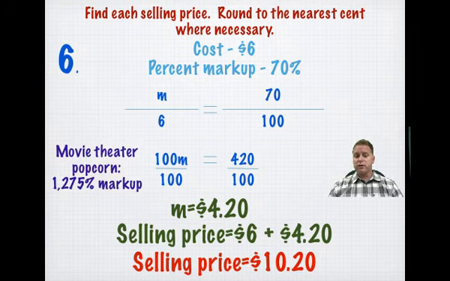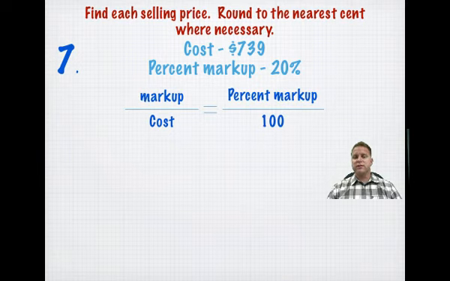And movie popcorn, it has a 1,275% markup. Would you try number 7, please? Pause the video, do as much of it as you can. Hopefully you can do it all. Again, remember you may use a calculator. And then come back and see, did you get the right answer?